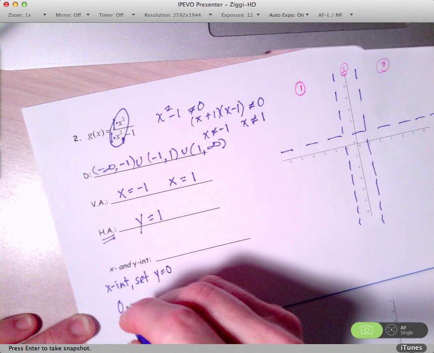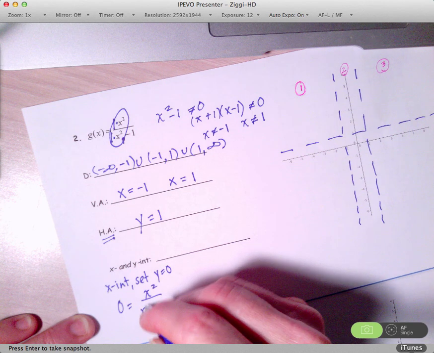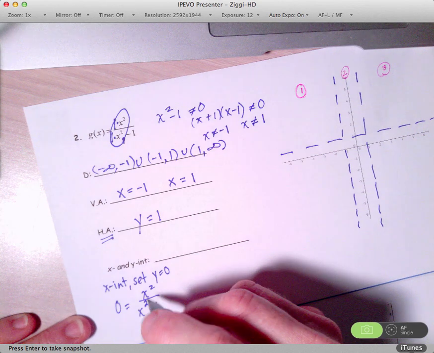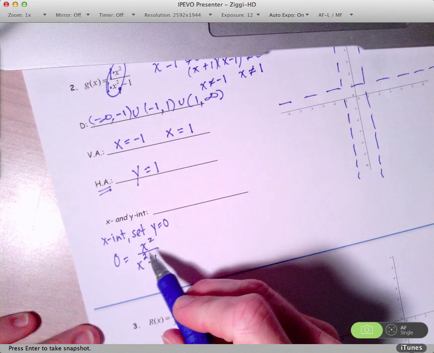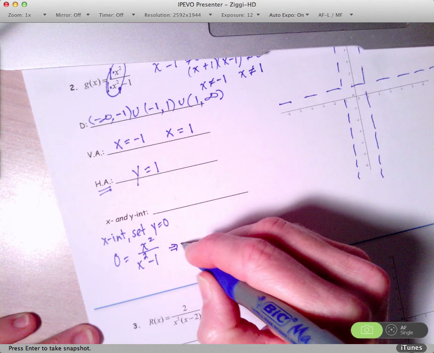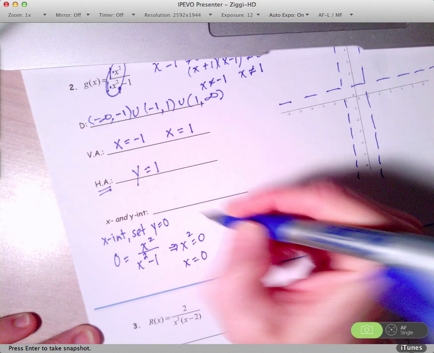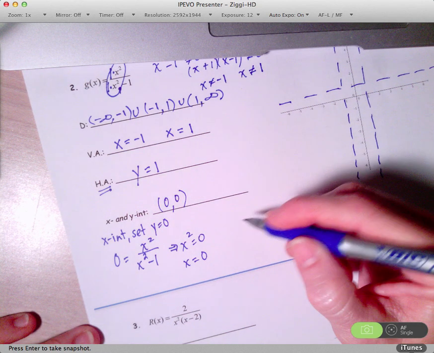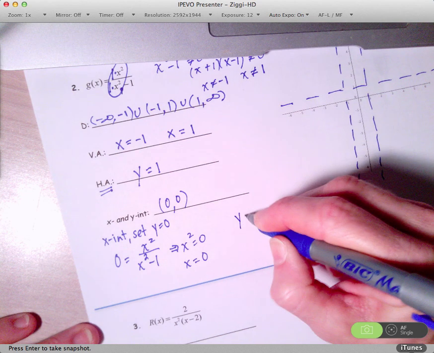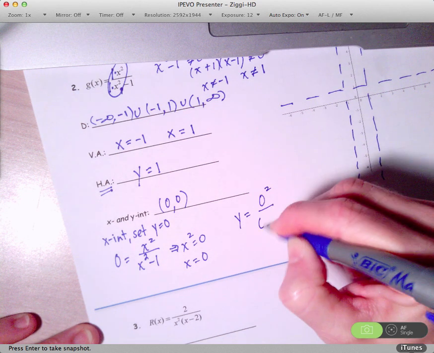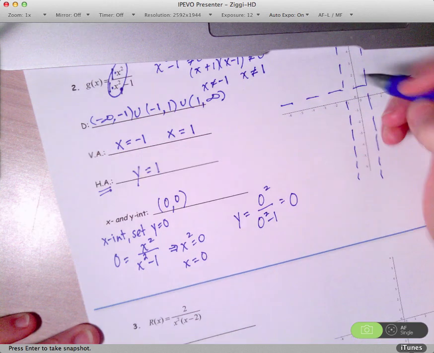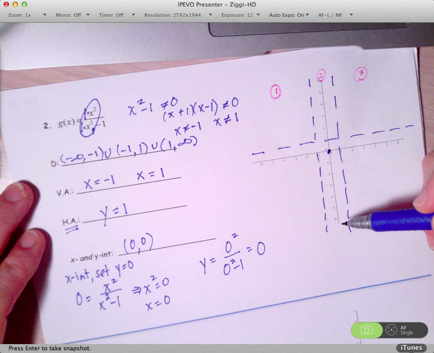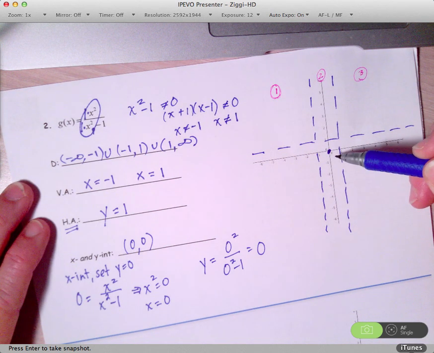And so you have 0 equals x squared over x squared minus 1. And then what do you see? You see that the only way to get 0 would be for the numerator to be 0. So x squared equals 0 means x equals 0. So we have an intercept at (0, 0). You'll notice that that's also the y-intercept, because if you put 0 in for x, you get 0. So that at least helps us to know that the curve in section 2 is below the horizontal asymptote.